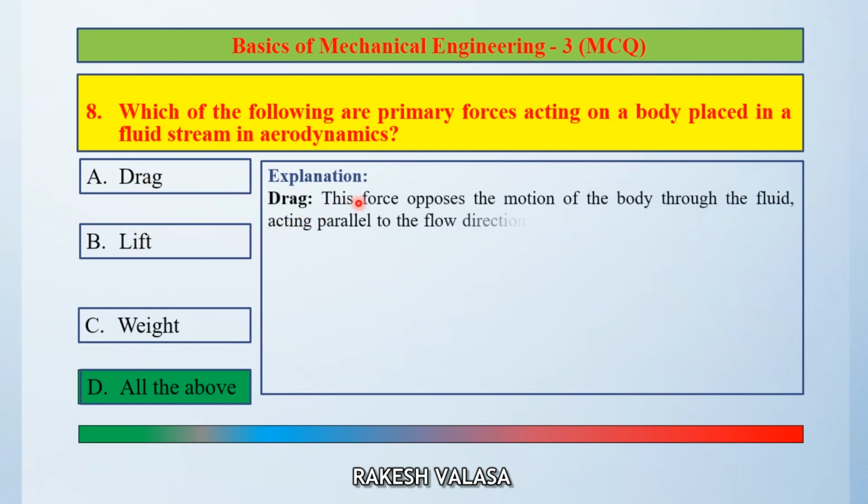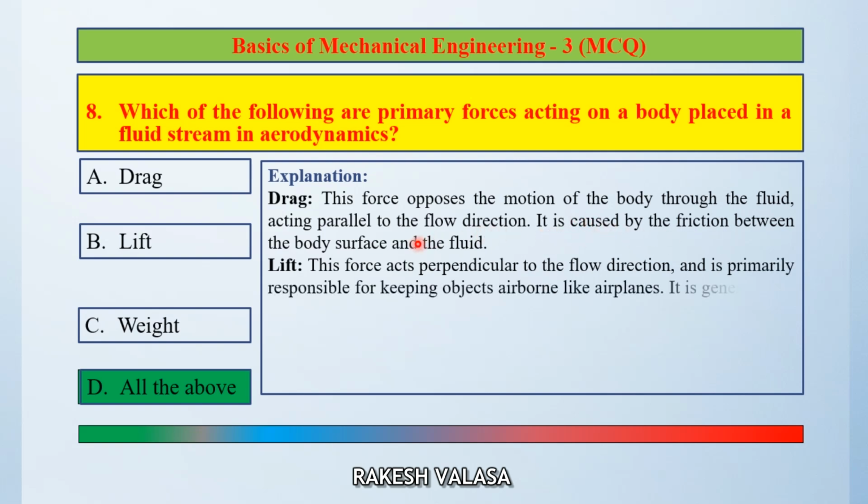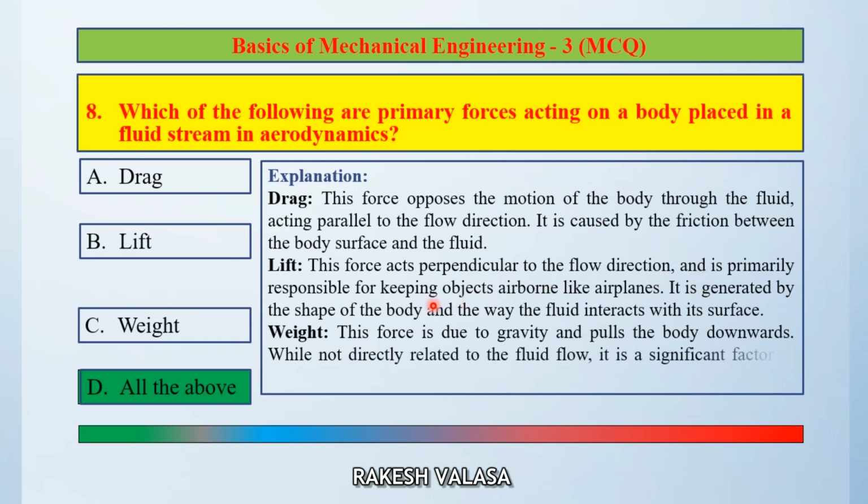First one, drag. This force opposes the motion of the body through the fluid, acting parallel to the flow direction. It is caused by the friction between the body surface and the fluid. Second one, lift. This force acts perpendicular to the flow direction and is primarily responsible for keeping objects airborne like airplanes. It is generated by the shape of the body and the way the fluid interacts with its surface.